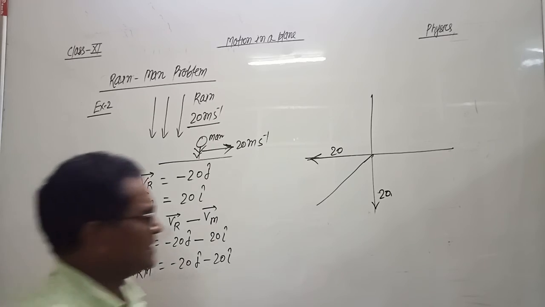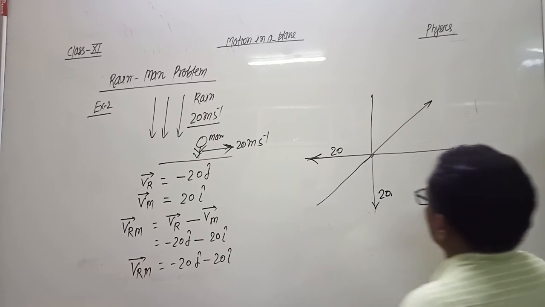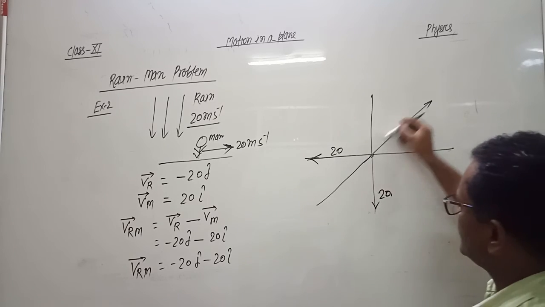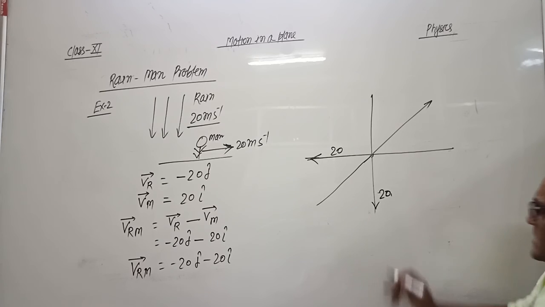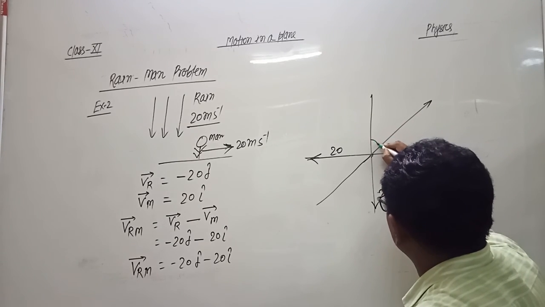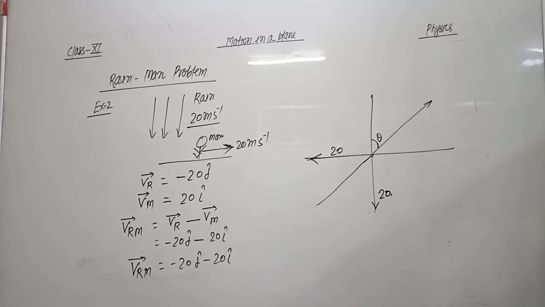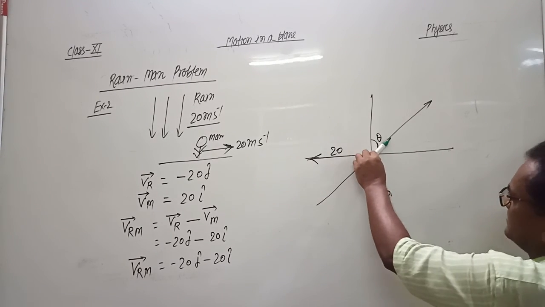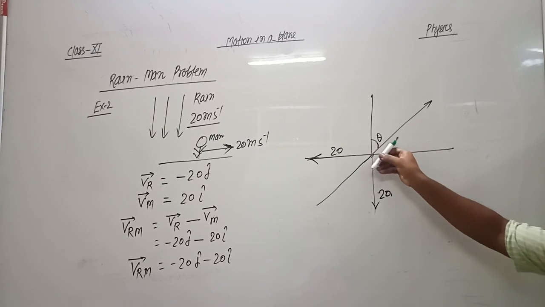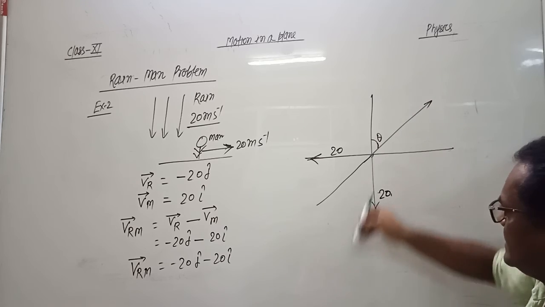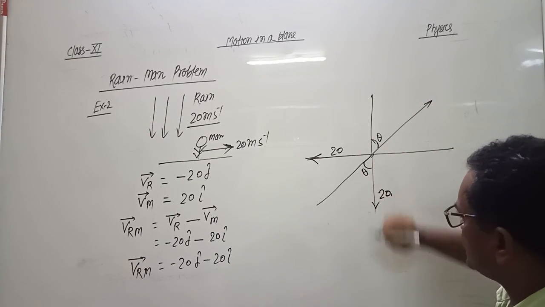So in which direction does the man hold his umbrella? The man must hold it in the direction of the resultant. Let this resultant make an angle theta with the vertical. So the umbrella is held in the direction of the resultant. If this angle is theta, then this will also be theta.